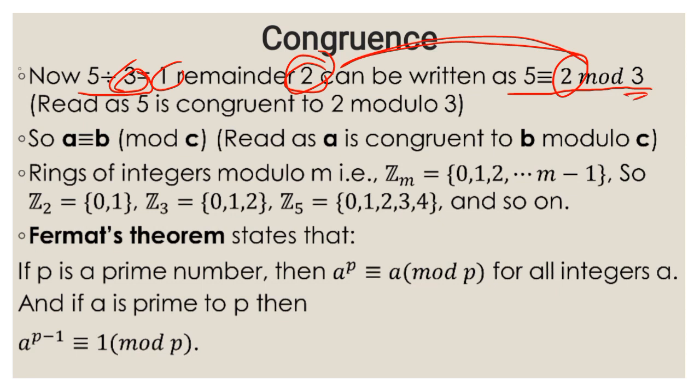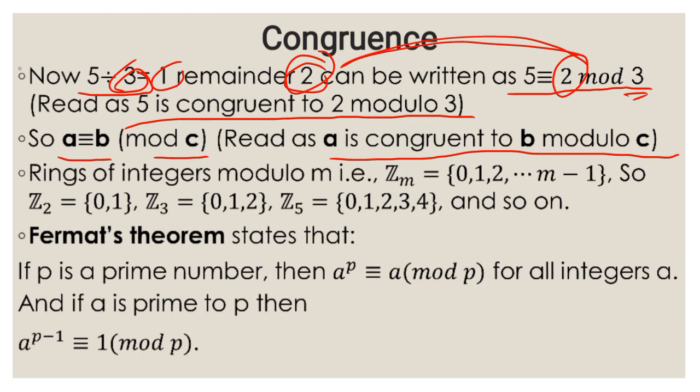We read it as 5 is congruent to 2 modulo 3. So that's how we read that. Okay, so there's this way of writing. So basically with the same thing I've just said, we say A is congruent to B modulo C, read as A is congruent to B modulo C. We've seen all of this in class when we tried using that.